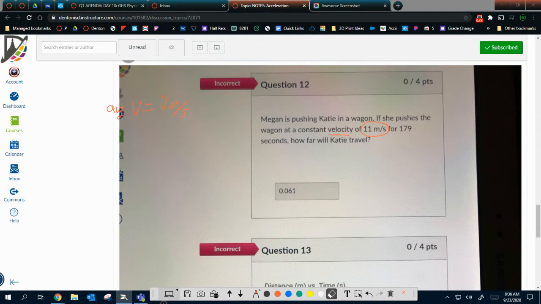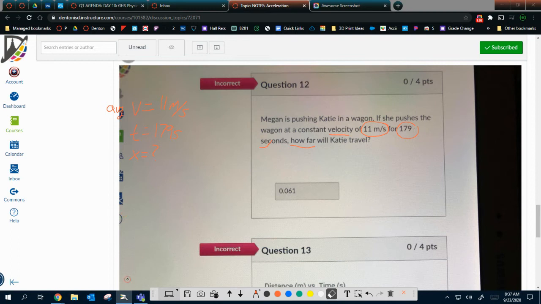And then it says that she does that for 179 seconds. So that's going to be our time. So time is 179 seconds. So then it's asking for how far. How far is obviously displacement. So we're trying to figure out how far she goes.